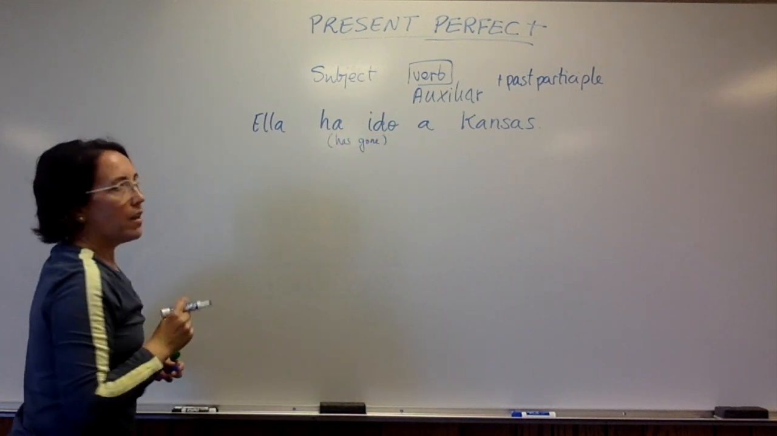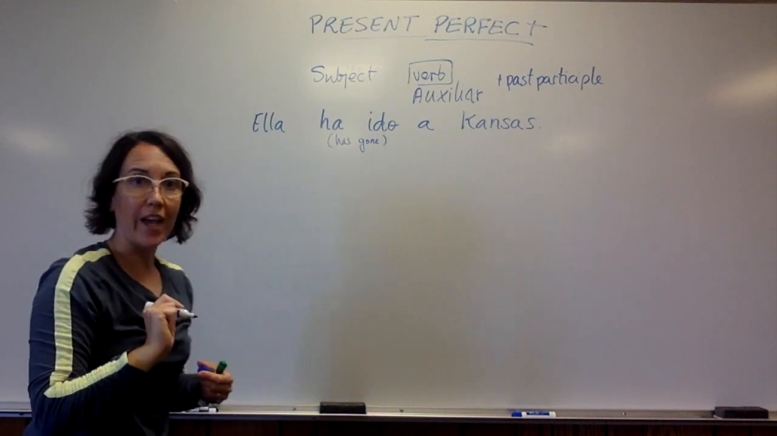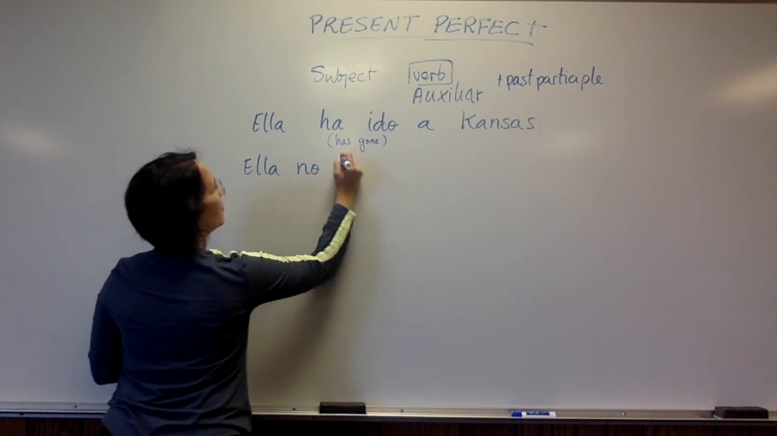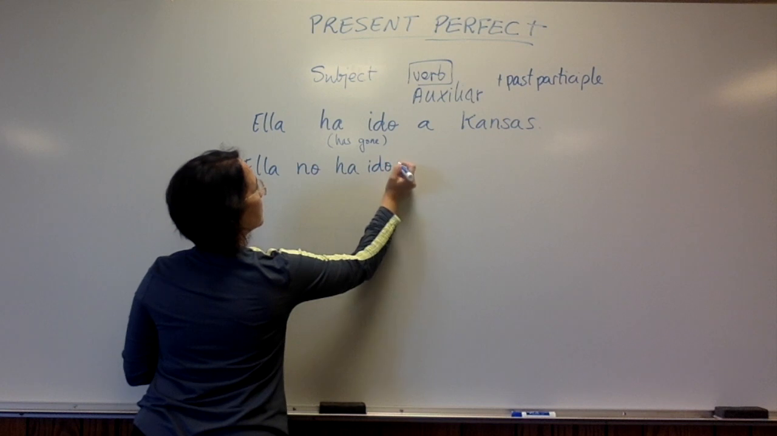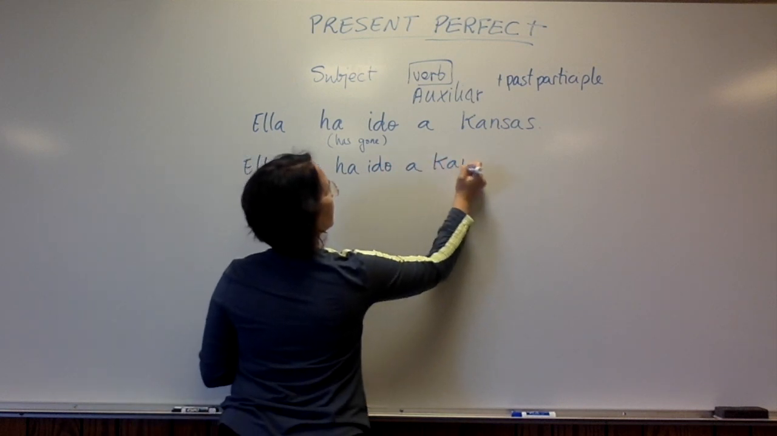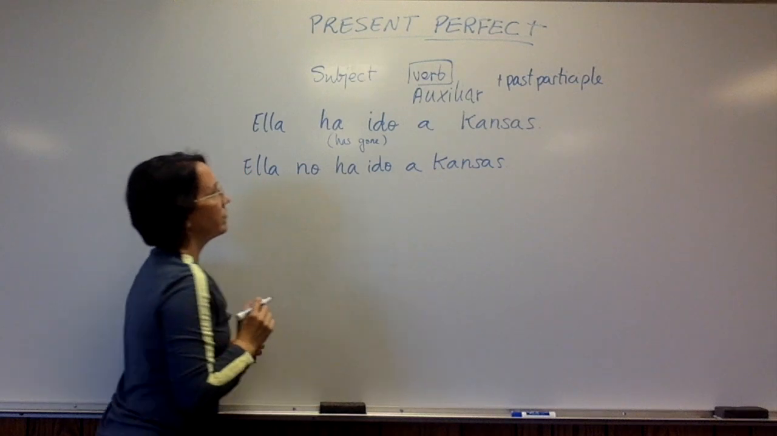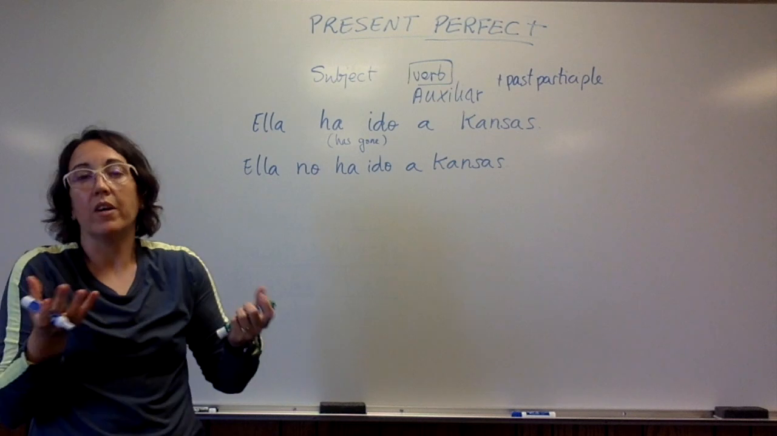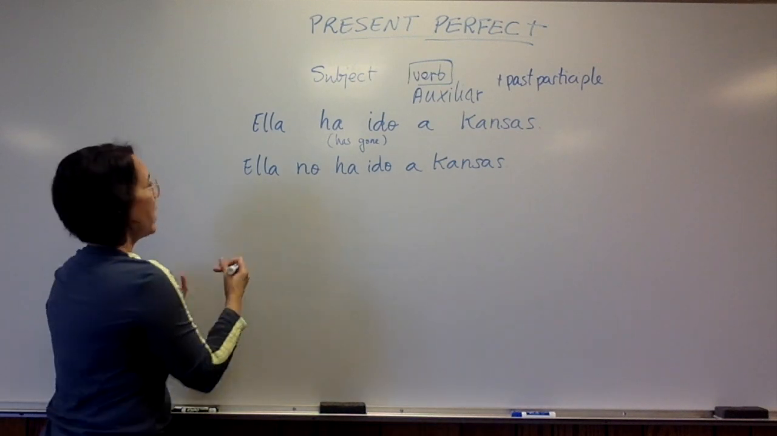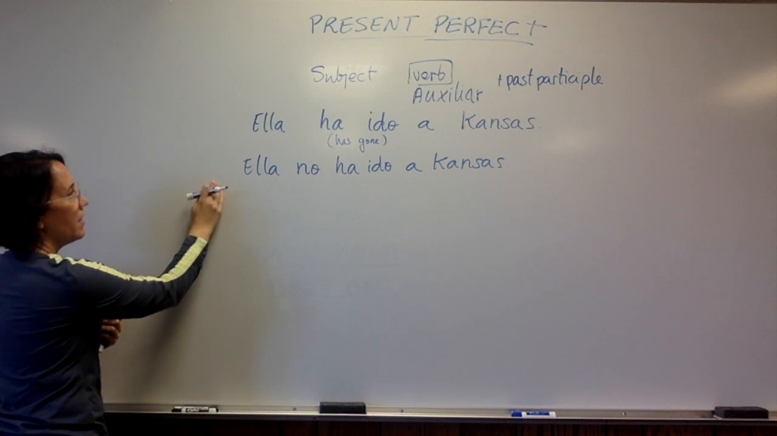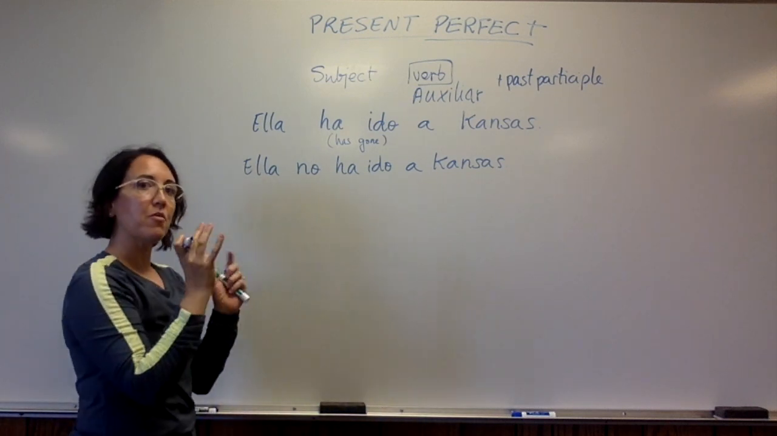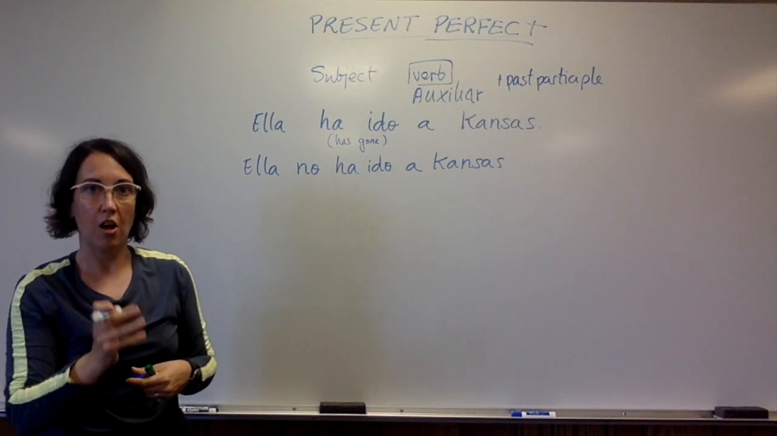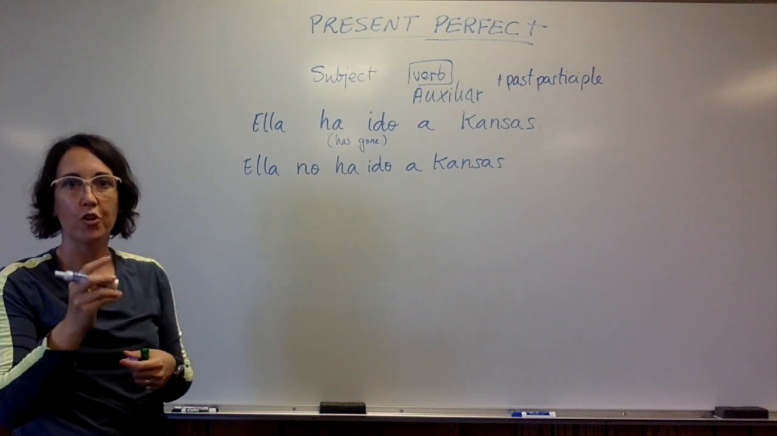So she has gone to Kansas. Now, when we want to say that she has not gone to Kansas, ella no ha ido a Kansas. See? If you wanted to specify when she has gone to Kansas, you could add it at the very beginning, esta mañana, or at the very end. So this time reference can be very important for them to know when she has gone. Esta mañana, ella no ha ido a Kansas.